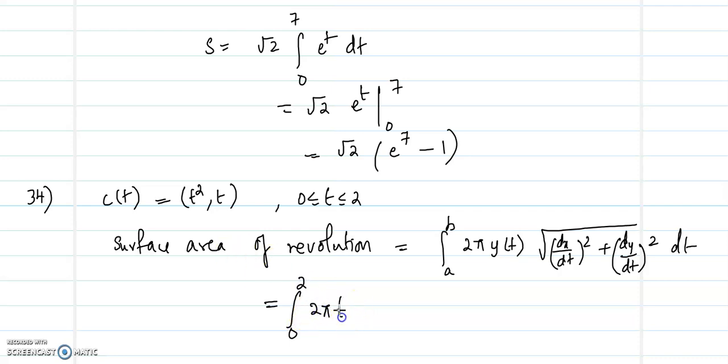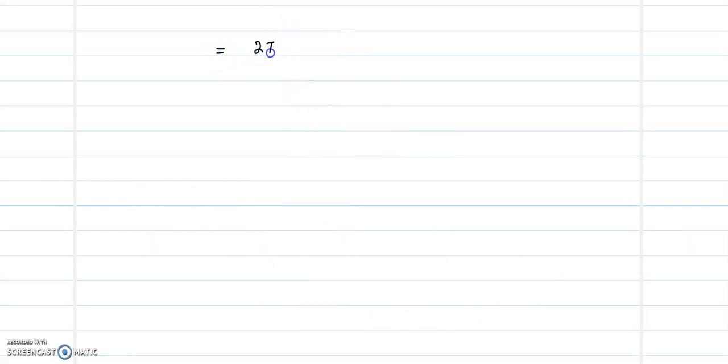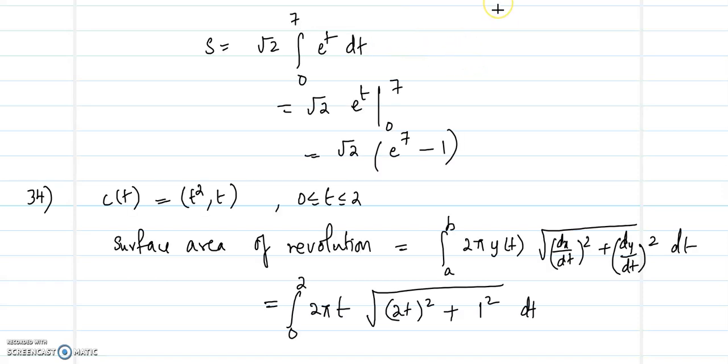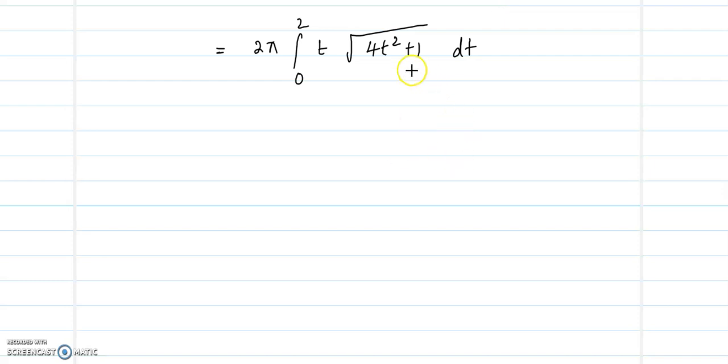So we will have 0 to 2, 2π. Now y of t will be t, times root of (dx/dt)², and x of t is t², so the derivative will be 2t, so we get (2t) squared plus, dy/dt will be 1, so 1 squared, dt. So that will be equal to 2π integral 0 to 2 of t root of 4t² plus 1 dt. So that is what we'll be getting.